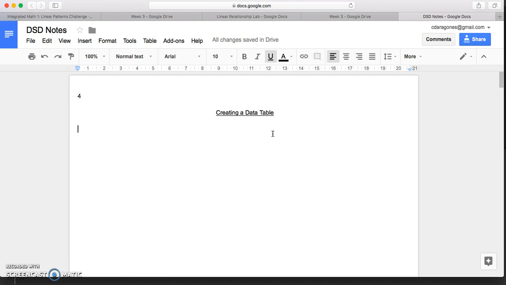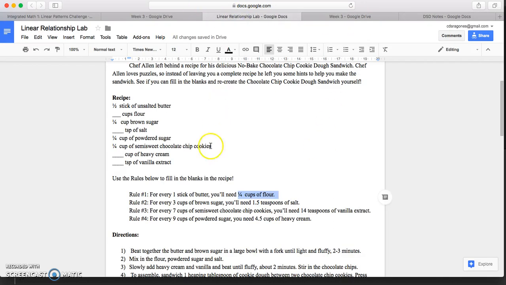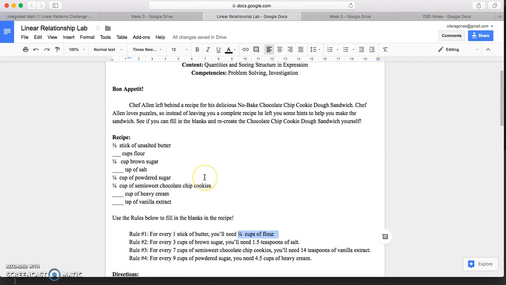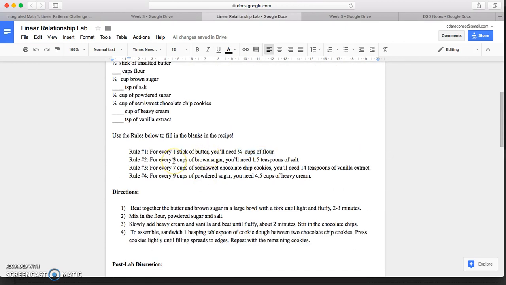Okay, so the very first thing I want you to do, and don't copy this down, is choose two of the ingredients that are related to each other in the recipe. So, for example, in the linear relationship lab, the two ingredients that are related to each other are brown sugar and salt.